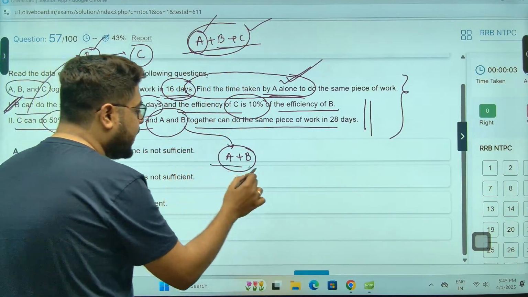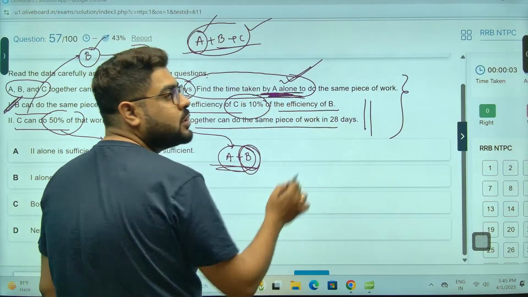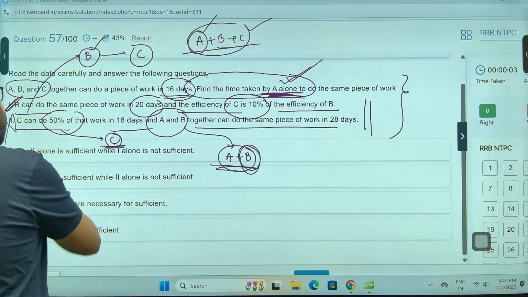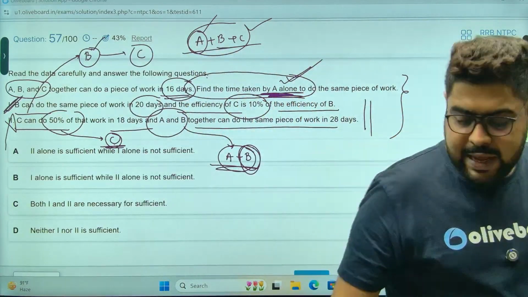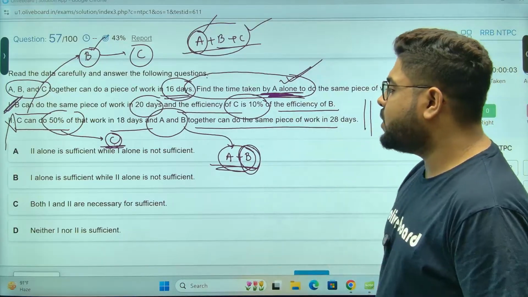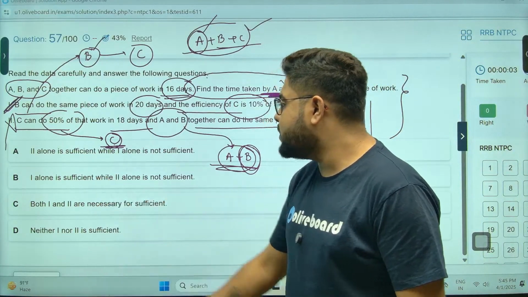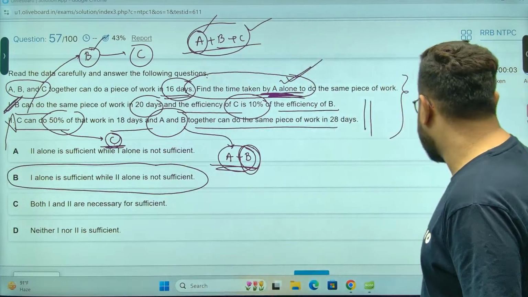But there is no way, without the value of B, I can get the efficiency of A alone. So that means from this I cannot get it. So the answer will be only option 1, or only the first statement is sufficient. The second one is not. One alone, yes, this one will be the answer. Option B, sir. Option B will be the answer.